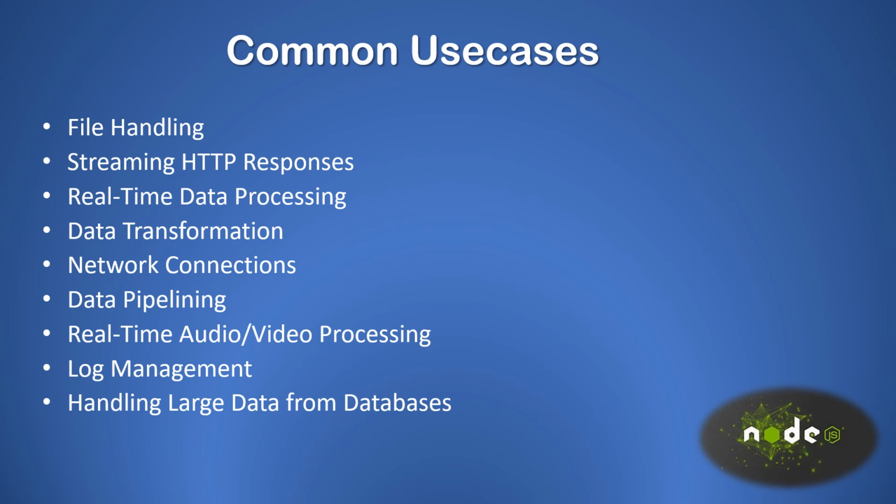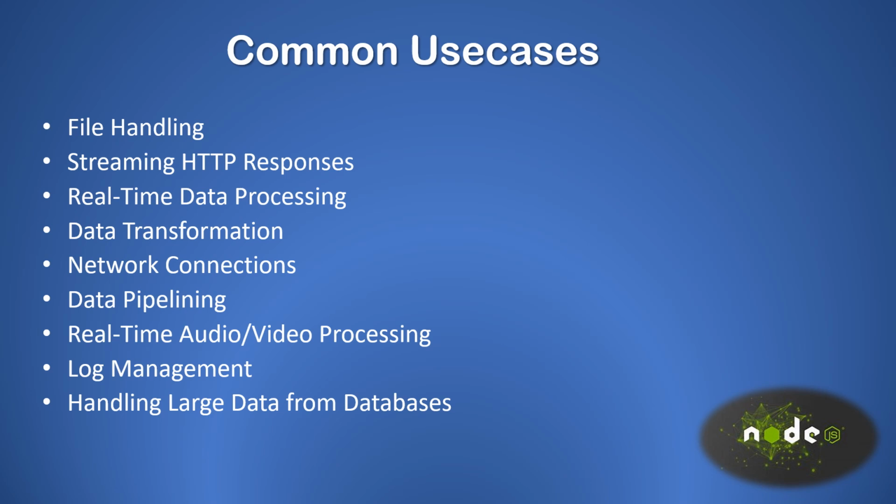Then we have real-time data processing, like streaming data from external sources like APIs or databases and processing it as it's received. Useful for applications like chat systems or live feeds. Then we have data transformation, like using the transform stream, we can compress and decompress the data on the fly. So modify the incoming or outgoing data in real time, such as converting CSV to JSON or encoding text files.